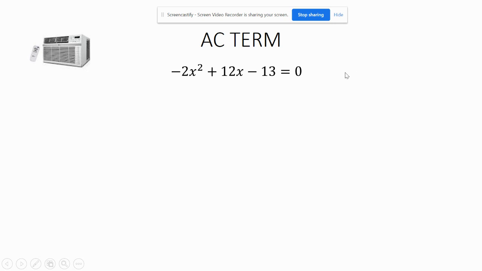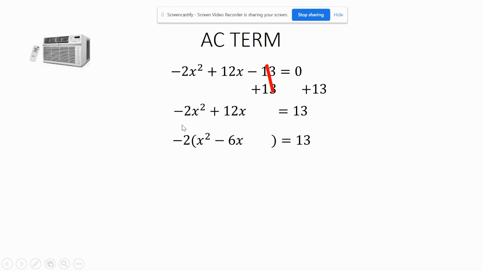What happens when I have a negative? Well, keep things the same. Move the c term. Divide by whatever's in front of x squared. This time I'm going to divide everything, or factor a negative 2 out. I shouldn't say divide, but factor a negative 2 out. Just on the left, it's negative 2 times x squared is negative 2x squared. And 12x divided by negative 2 does make a minus 6x.